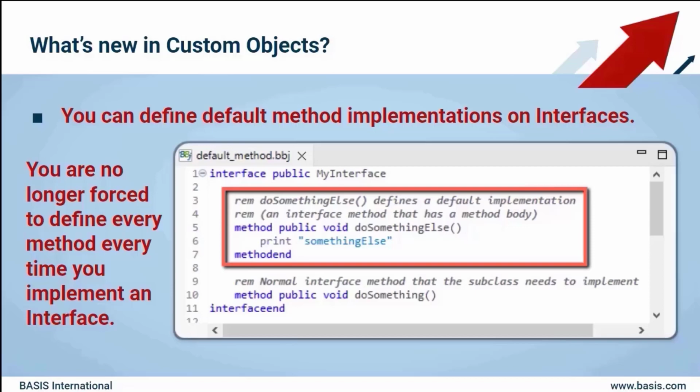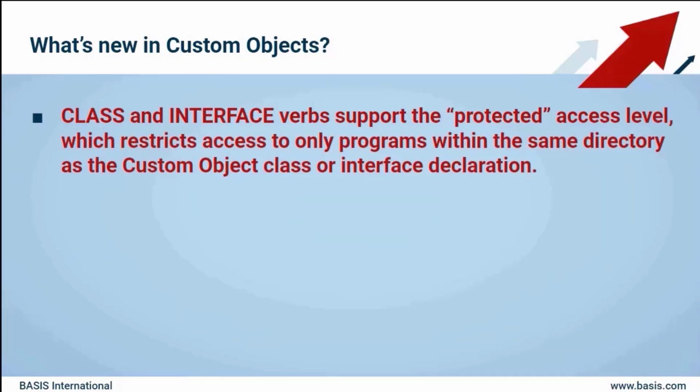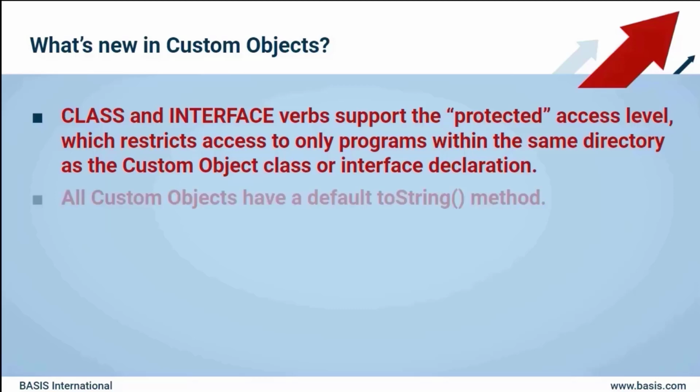The class and the interface verbs both now support the protected access level, which restricts access to those classes and interfaces to only programs that are within the same directory on disk as the custom object class or interface declaration. So in other words, you have the ability to scope who can use your classes and your interfaces and restrict it by physical location on disk.